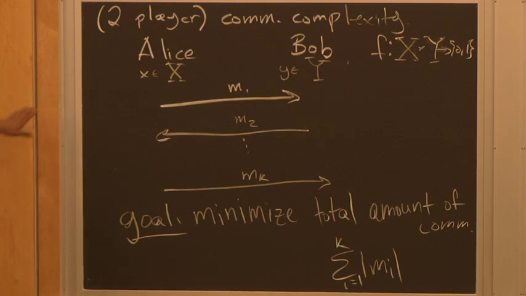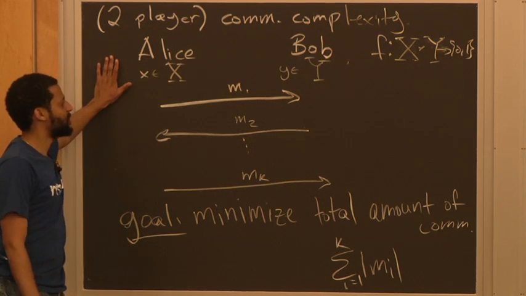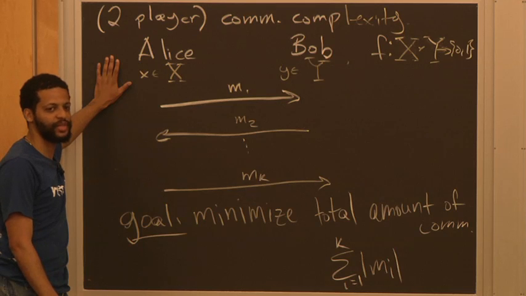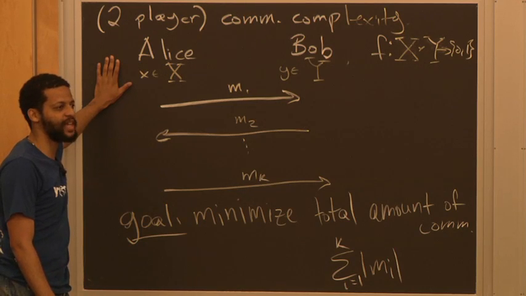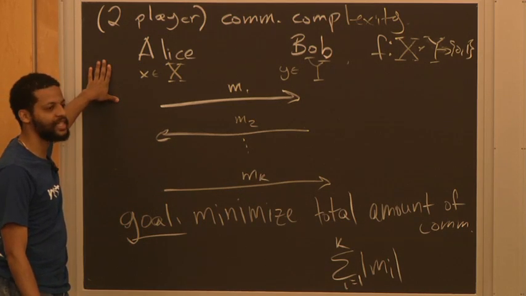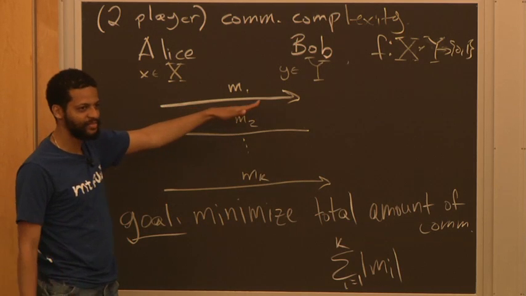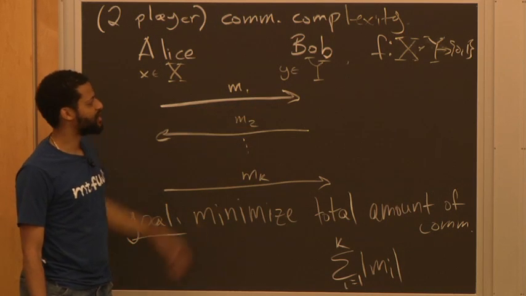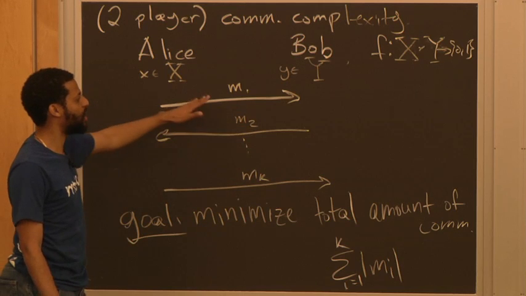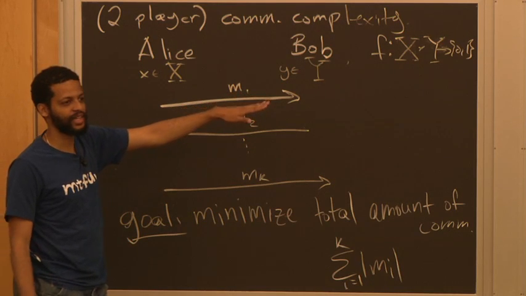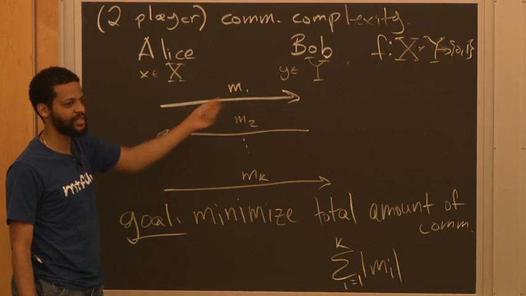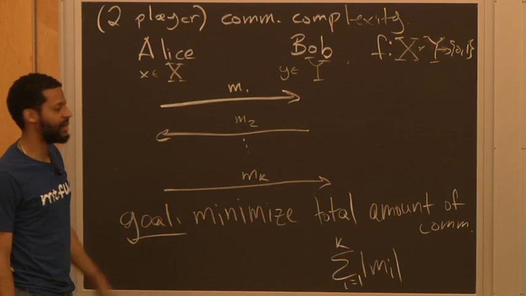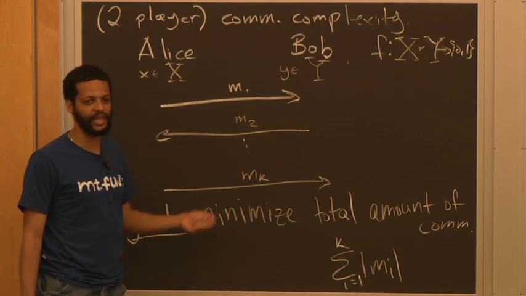So there are two protocols which are kind of trivial and always work. One is that Alice just immediately sends the x to Bob, right? So how many bits does it take to send x to Bob? Log the size of capital X to describe an element of capital X. So that's always one trivial protocol. Another one is Bob will just send y to Alice.